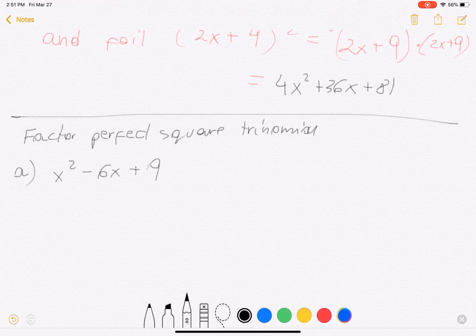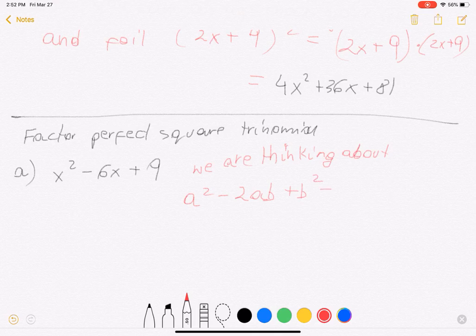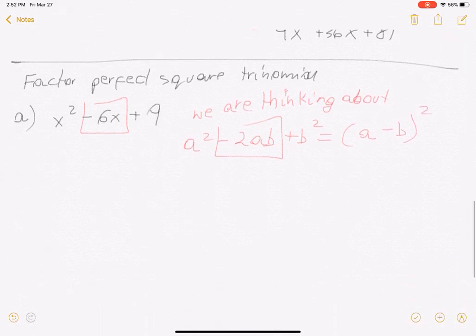Okay, so here we are thinking about a squared minus 2ab plus b squared. Okay, this formula, when you have a minus, because your middle expression is negative, can be factored as a minus b squared. Okay, so I'm going to do the same work. I'm going to figure out what is a and what is b.